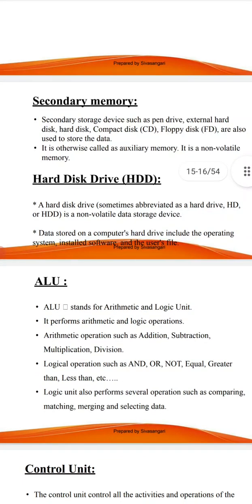Next one is arithmetic and then logic unit. So ALU stands for arithmetic and then logic unit. It performs arithmetic and logical operations such as addition, subtraction, multiplication, division. Logical operations such as and, or, not, equal, greater than, less than, greater than or equal to, less than or equal to. The arithmetic and logical unit performs several operations such as comparing, matching, merging and selecting the data.